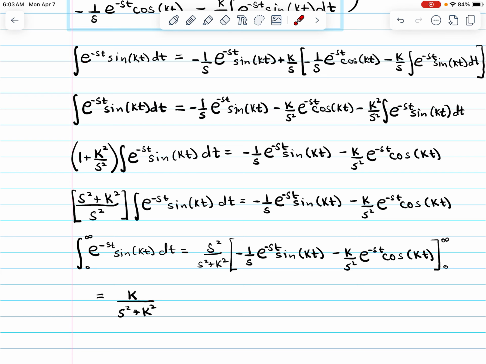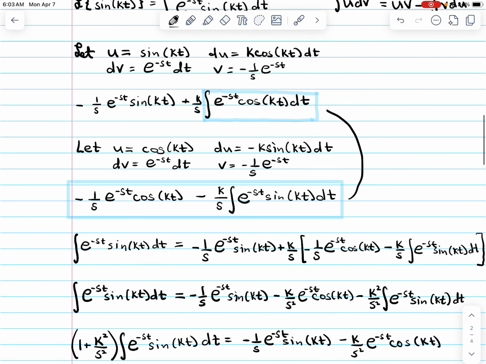Okay, now minus, now I'm plugging in a 0. Now when I plug in a 0 here, this goes away. Sine of 0 is 0. But the minus and this minus give me a plus. And when I put a 0 in for cosine, this is just 1. So what I've got here is this times this. The s squareds cancel, and I just get k over s squared plus k squared. And this is the Laplace transform for sine of kt. So there's another transform.